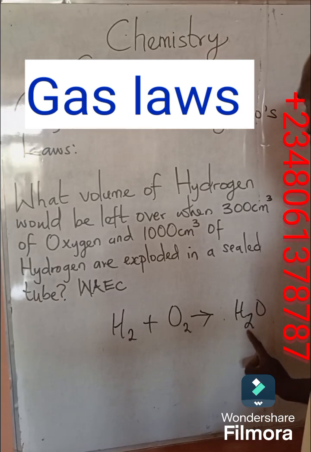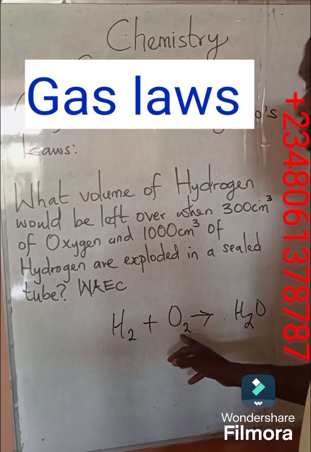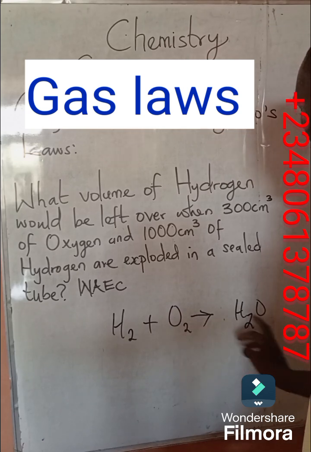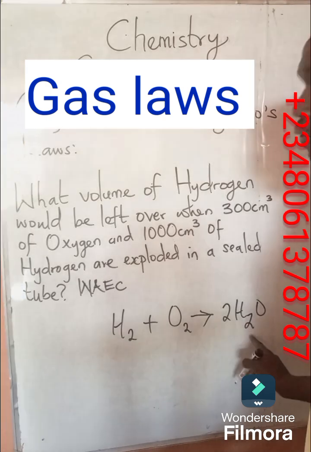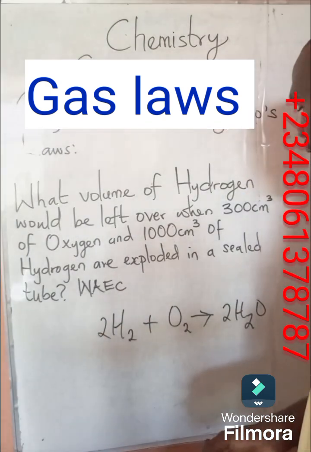We have hydrogen to be two here. We have two hydrogen here, we have two hydrogen. We have one oxygen here, two oxygen here, we have one here. So if you have two here, this will be two oxygen, four hydrogen. That means you're going to have two here to make it balanced.